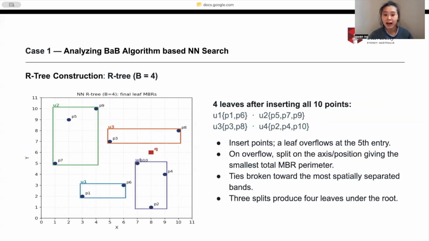First, case 1. I built an R tree on 10 points with a maximum capacity of 4 and a minimum of 3 per node. Inserting points is straightforward until a leaf takes its fifth entry, then it overflows and has to split. When that happens, I pick the split that gives the smallest total perimeter across the two new blocks, and if there is a tie, I break it towards the most separated region. 3 splits later, we end up with the 4 leaves, and you can see the boxes here, U1 through U4 sitting under the root.